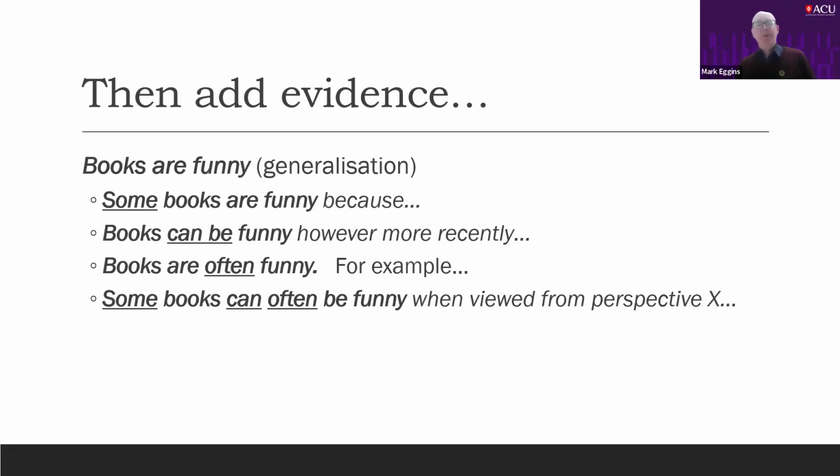Some books can often be funny when viewed from a certain perspective, perhaps. So it is really important that you show how certain or uncertain you are about something. And generally, things are not 100% certain. I mean, some are. I mean, your heart is on the left-hand side of your body. But in a lot of other ways, they are not. So you can use quantifiers: some, a few, many, almost all. Modal verbs: can, may, might. Adverbs: often, usually, sometimes, rarely. Words like that. So enough from me.